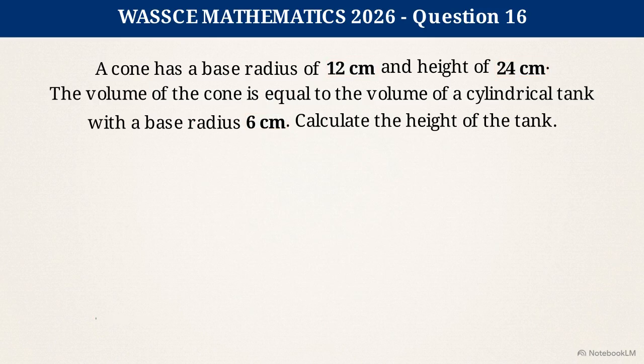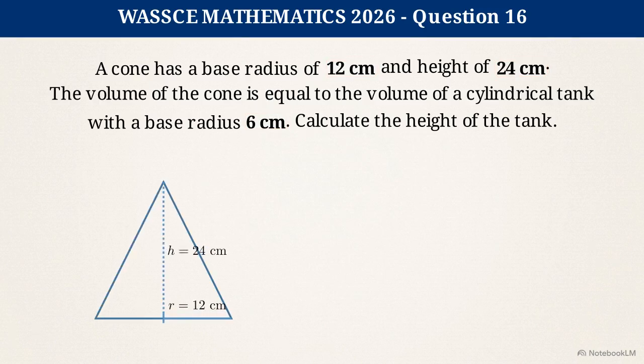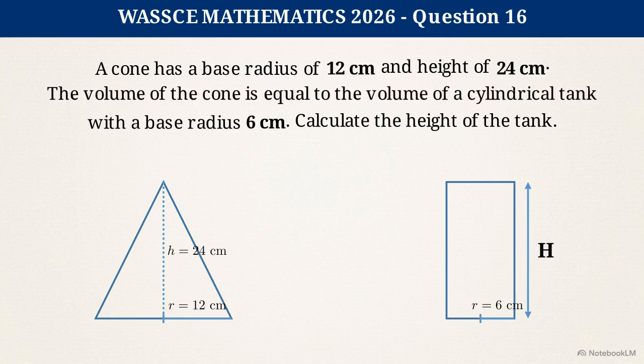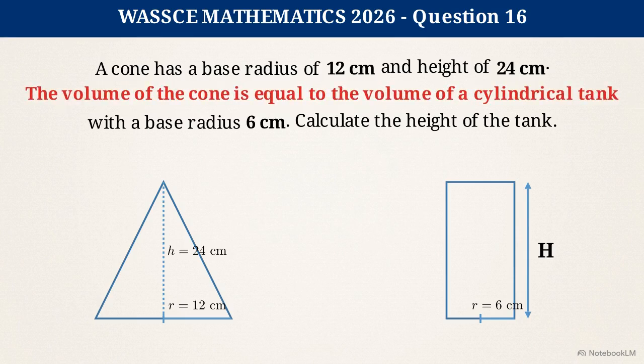Let's organize our measurements. For the cone, the radius is 12 and the height is 24. For the cylinder, the radius is 6 and the height, which we need to find, will be represented as capital H. We look closely at this sentence. The volume of the cone is equal to the volume of the cylindrical tank. Since these two volumes are the same, we can create an equation that links their formulas together to solve for the missing height.